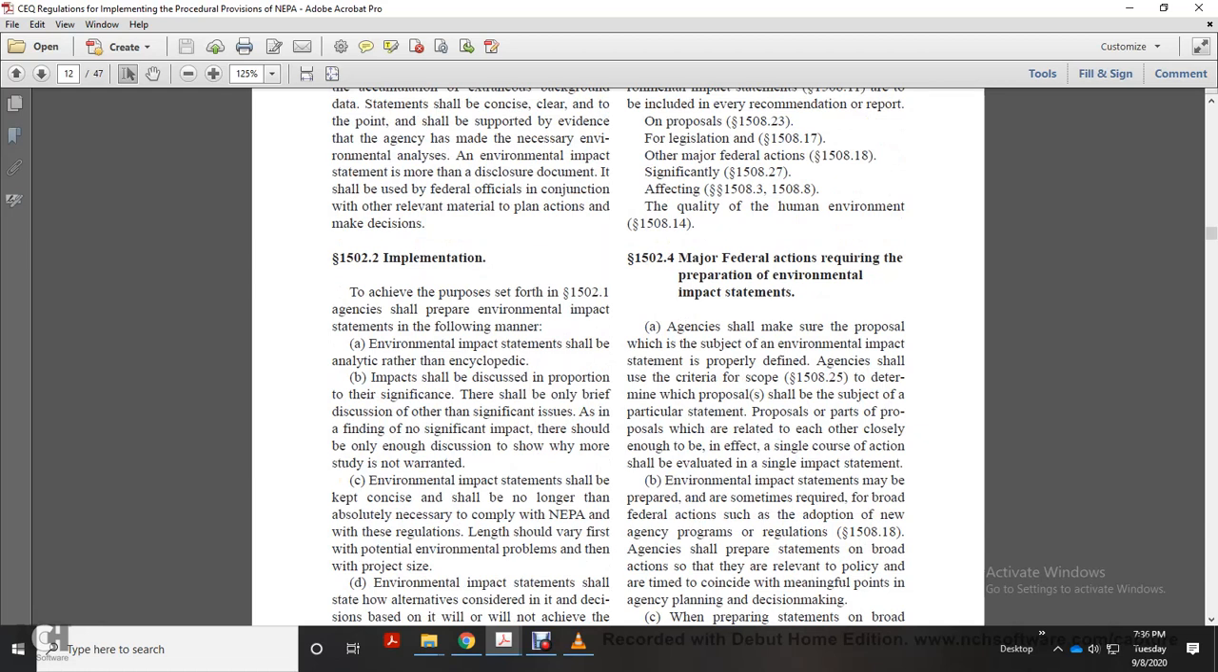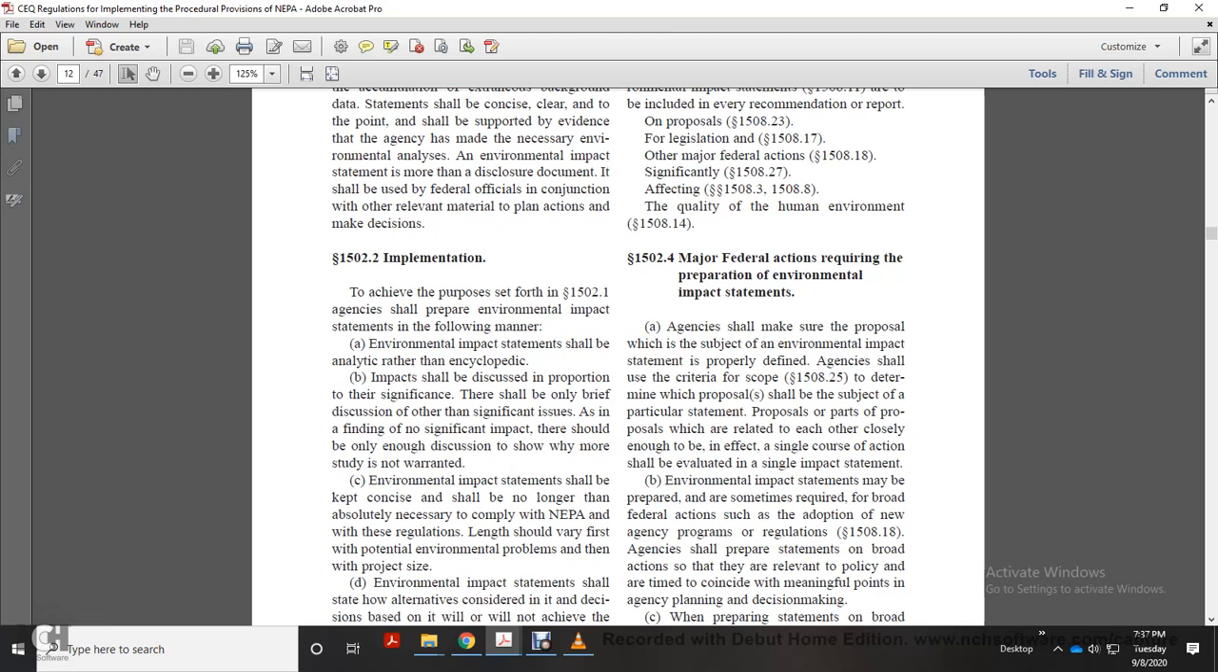1502.2 Implementation. To achieve the purpose set forth in 1502.1, agencies shall prepare environmental impact statements in the following manner. Environmental impact statements shall be analytical rather than encyclopedic. Impacts shall be discussed in proportion to their significance. There shall be only a brief discussion of other significant issues, as in a finding of no significant impact, but enough to show why more study is not warranted. Environmental impact statements shall be kept concise and shall be no longer than absolutely necessary to comply with the National Environmental Policy Act and these regulations.